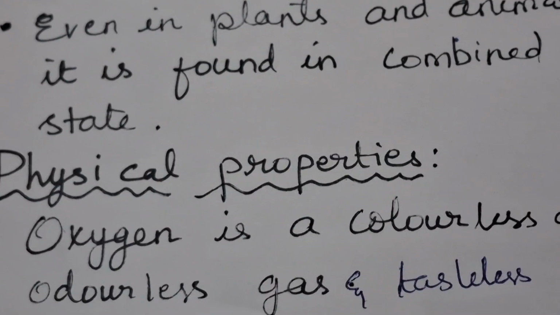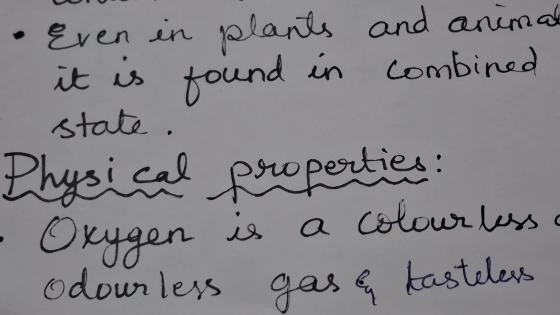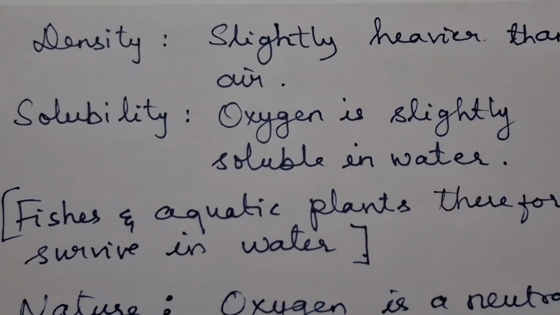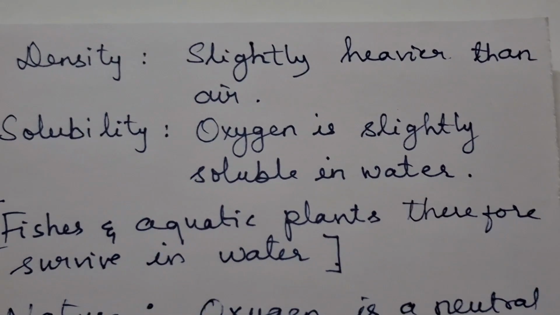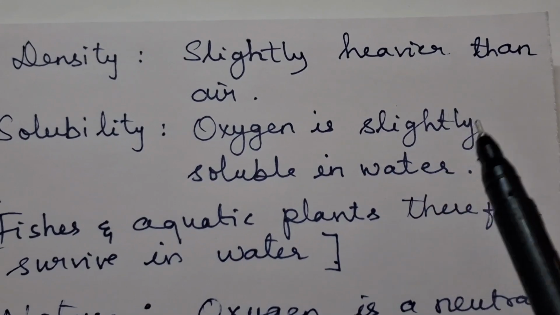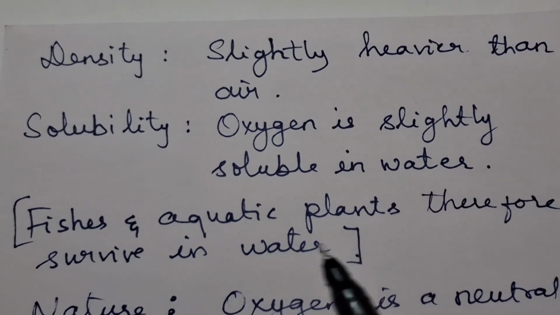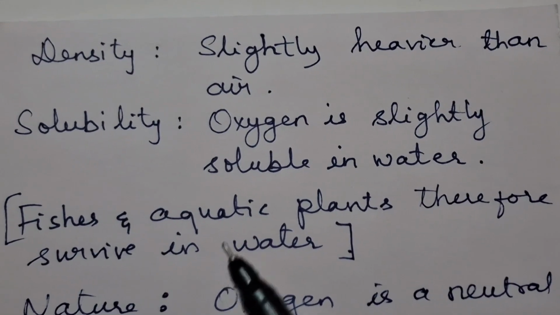Then physical properties. Oxygen is a colorless, odorless and tasteless gas. Density of oxygen: it is slightly heavier than air. Solubility: oxygen is slightly soluble in water. Because of this property, fishes and aquatic plants are able to survive in water.